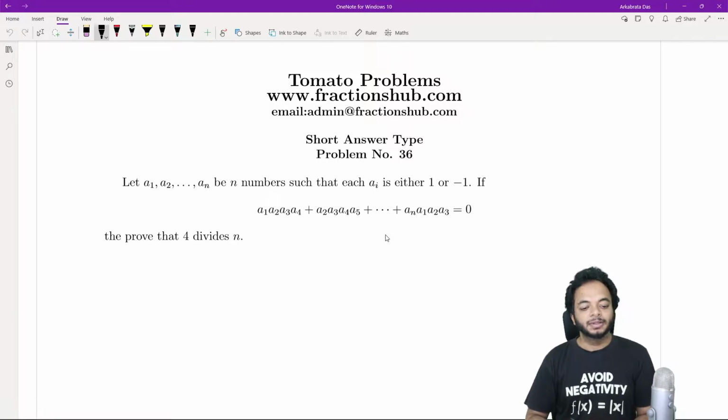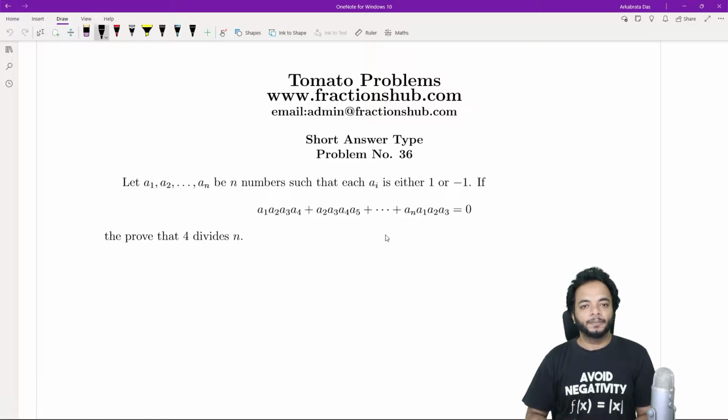Let's discuss the problem. Let a1, a2, ..., an be n numbers such that each ai is either +1 or -1. If the sum of the products a1a2a3a4, a2a3a4a5, and all these products till ana1a2a3 is 0, then we have to prove that 4 divides n.